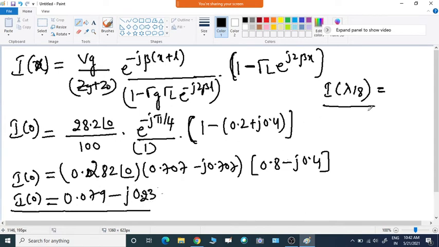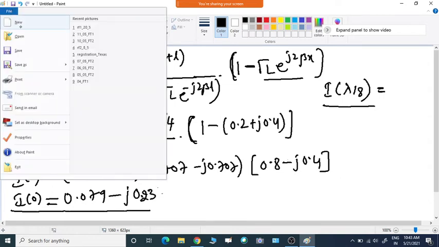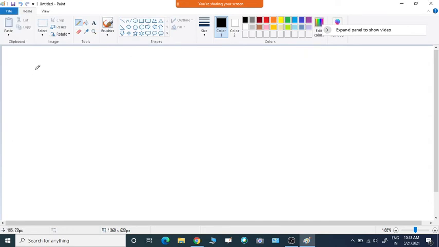So similarly you can find out what is I of lambda by 8. So put x equal to lambda by 8, and here lambda by 8, so L equal to 0. So this value is the same, only this value is going to change. So find out this value and multiply correspondingly. So now if we find out that value, you will get I of lambda by 8, which is equal to, so any of this one, it will be 0.282.